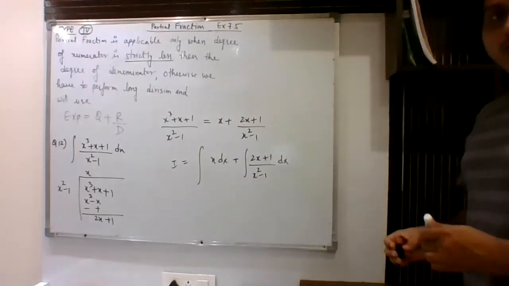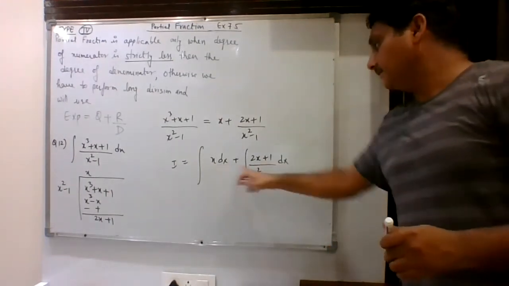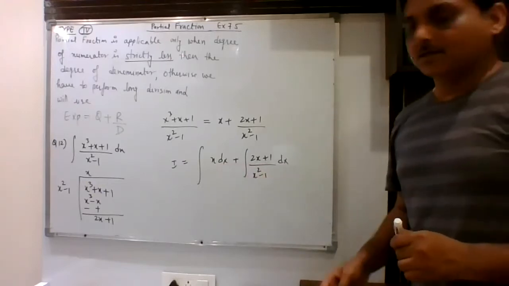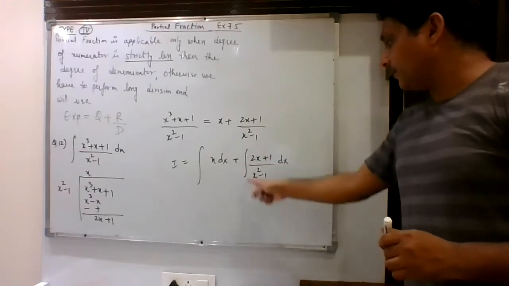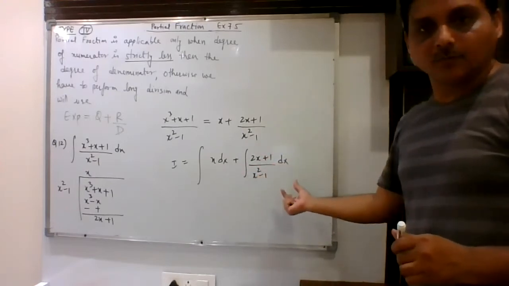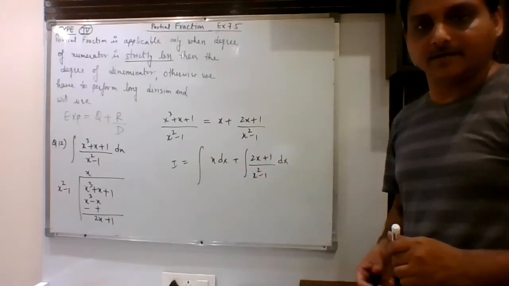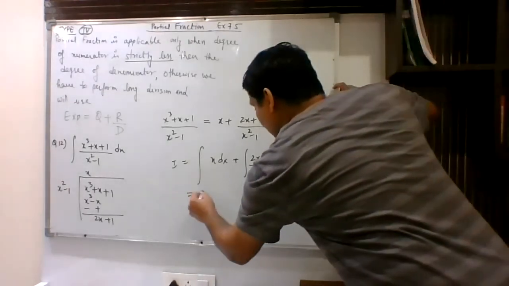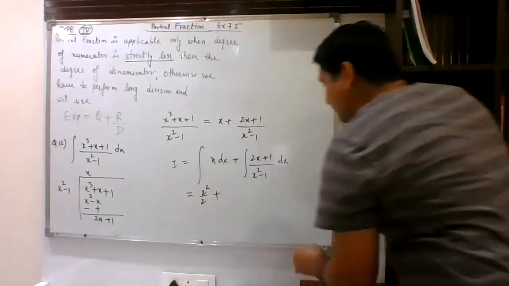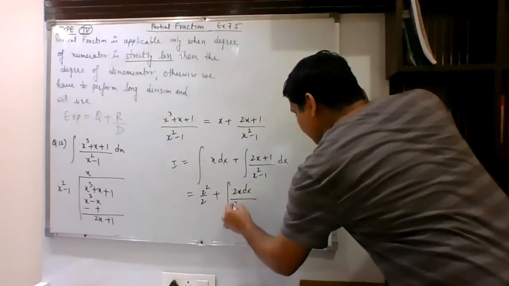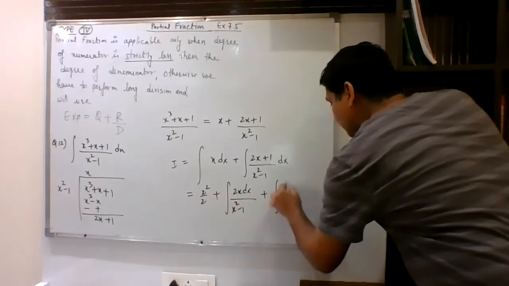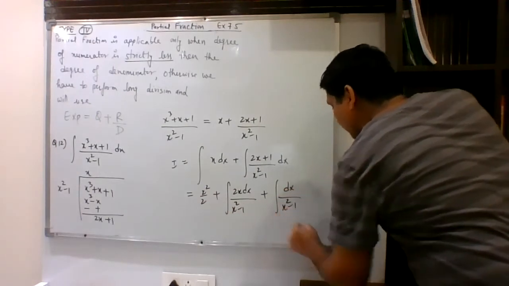Now, the whole question is diverted to integrating these two expressions. So obviously, you know how to integrate this one. This is x square upon 2. And in order to integrate this one, you have to split this into two parts and then easily you can integrate it. Let's see how. This is x square upon 2 plus, I can write this as 2x dx upon x square minus 1 plus this dx upon x square minus 1.